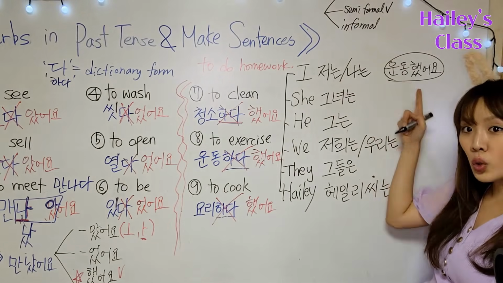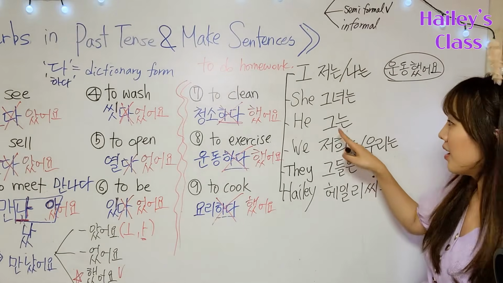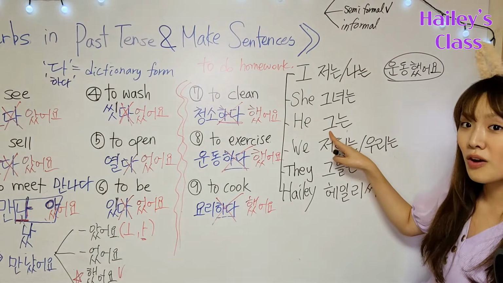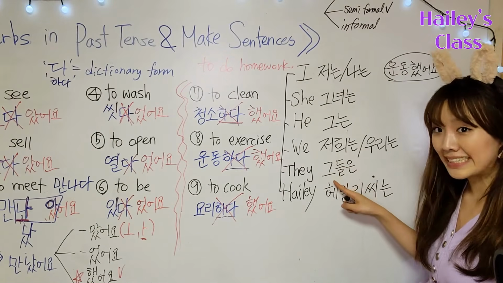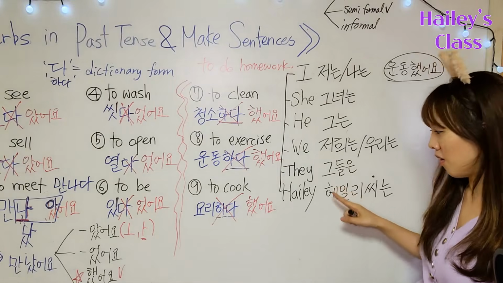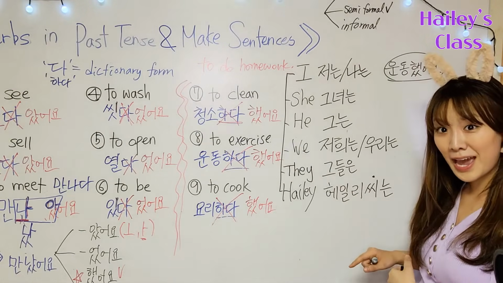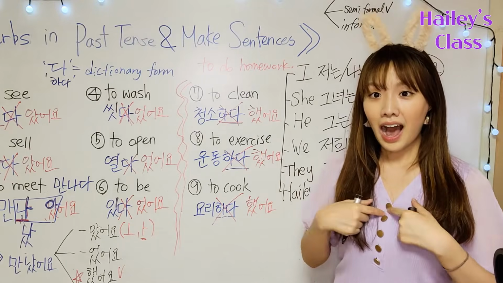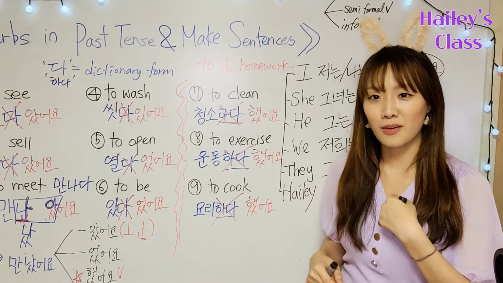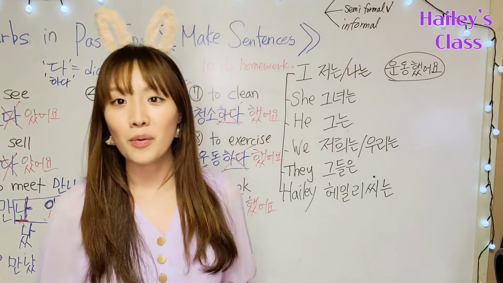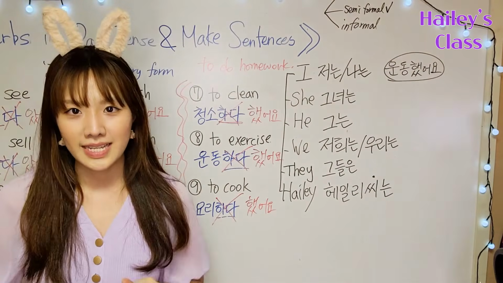저는 운동했어요. 그녀는 운동했어요. 그는 운동했어요. 저희는 운동했어요. 그들은 운동했어요. 헤일리 씨는 운동했어요. Okay? So I said I exercised. 저는 운동했어요. Okay? Good job, everyone. Okay, let's make a short sentences again.